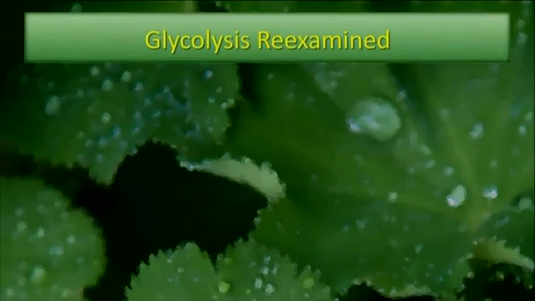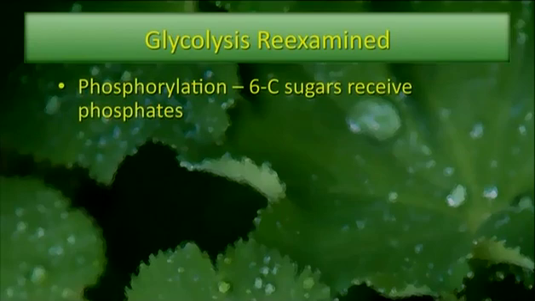Glycolysis, re-examine. Glycolysis brings about the breaking up of a 6-carbon glucose into 2 3-carbon pyruvic acids, and happens in 3 steps. The first step is phosphorylation. A 6-carbon glucose receives a phosphate group. ATP starts the process, giving up a phosphate group for phosphorylation of glucose to glucose 6-phosphate, then another ATP adds another phosphate group to make fructose bisphosphate.